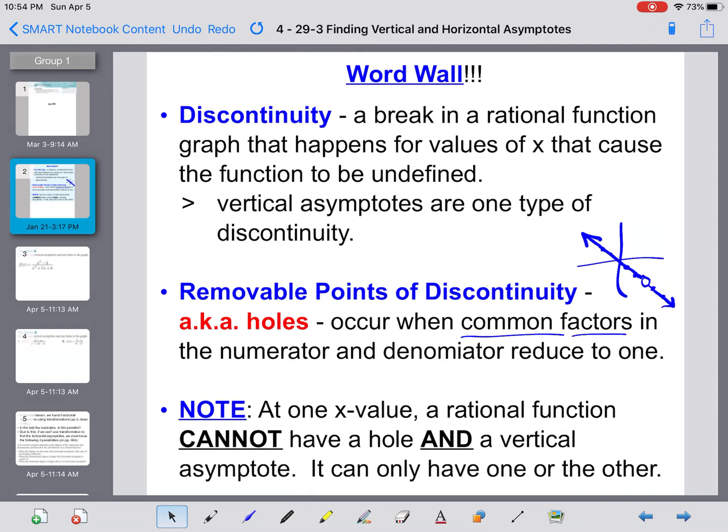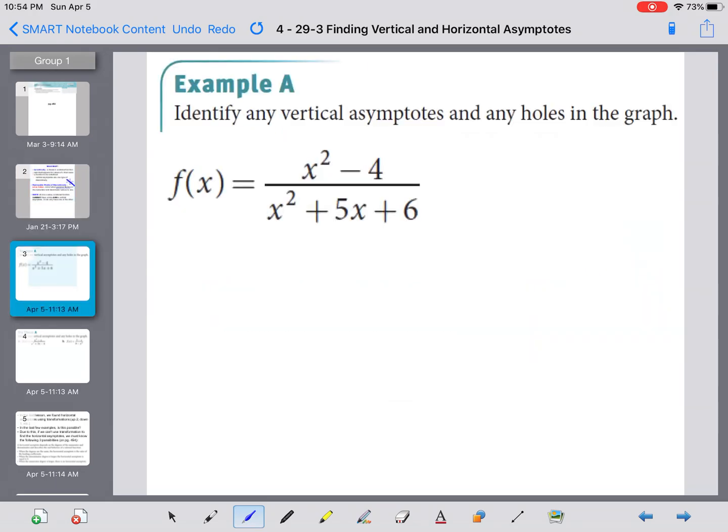One quick note here is that at one x value, a rational function cannot have a hole and a vertical asymptote. It can only have one or the other. So a mistake I see a lot is when you have a hole, some students try to draw a vertical asymptote there as well, and that's impossible. That won't happen. You can either have a hole or a vertical asymptote at an x value. You won't have both.